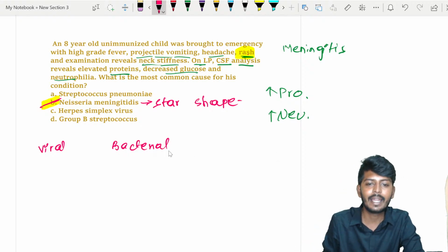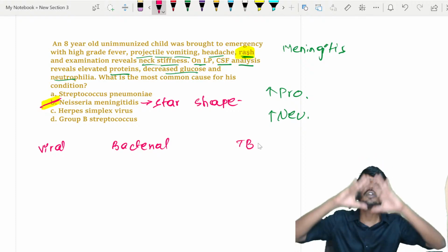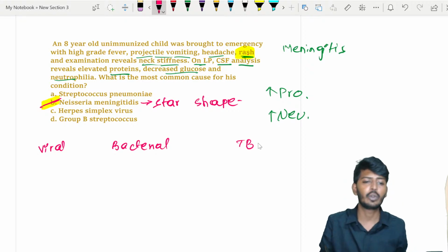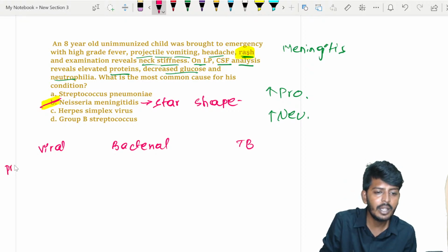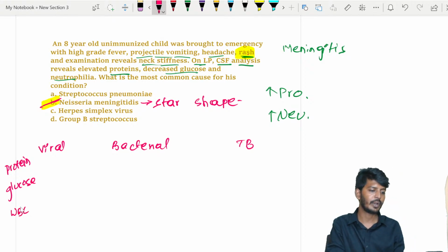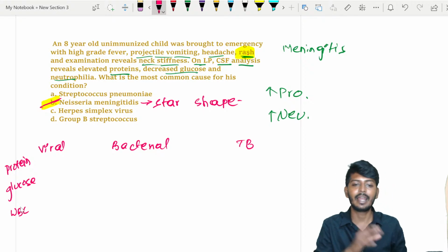Okay, so bacterial and also TB meningitis. What you people do is you start to remember many things. I want you people to remember, one is protein, one is glucose, and one more is WBC. Among these three things, which one will be the answer? Let's see how to define.